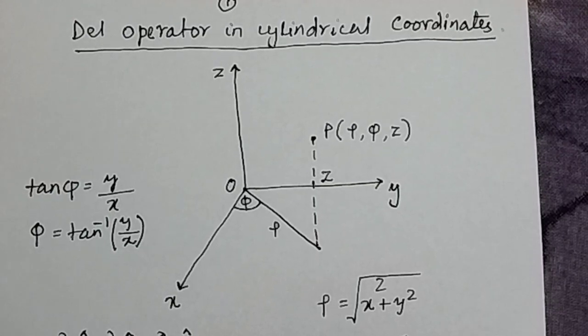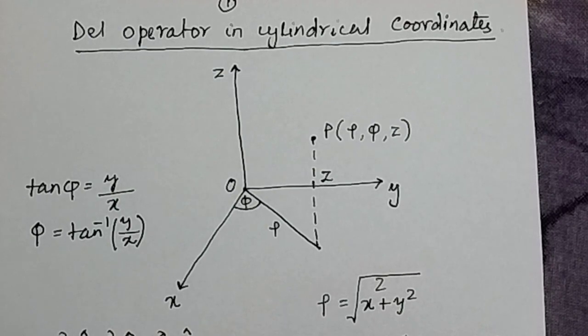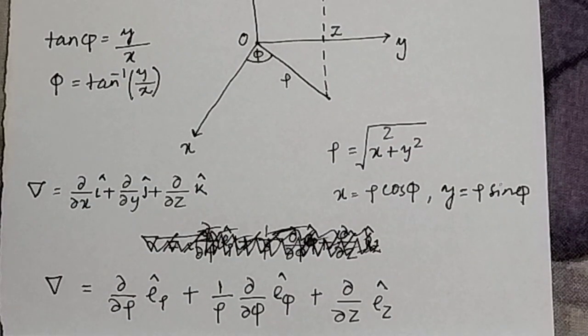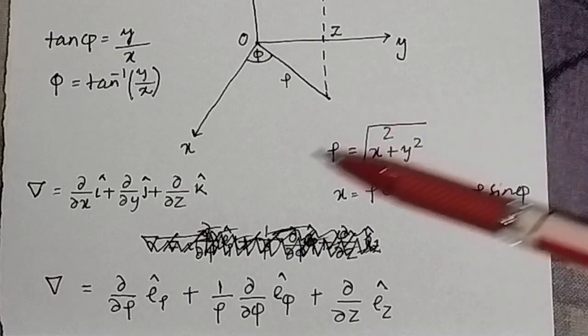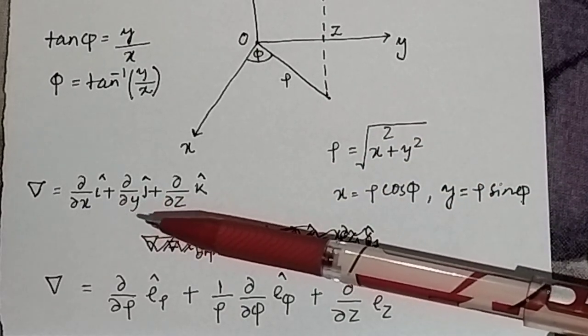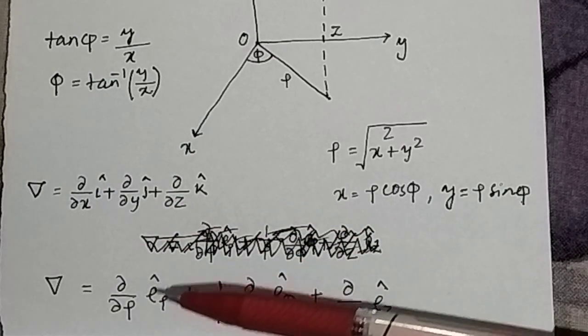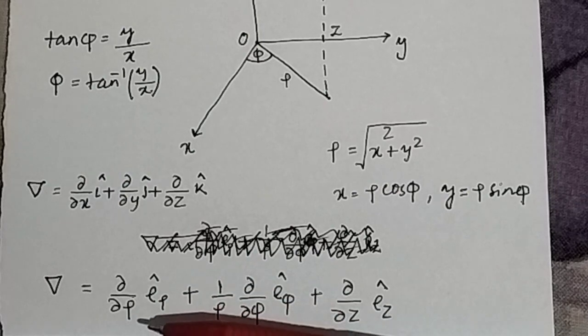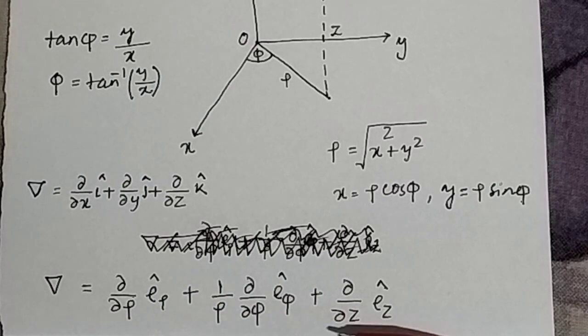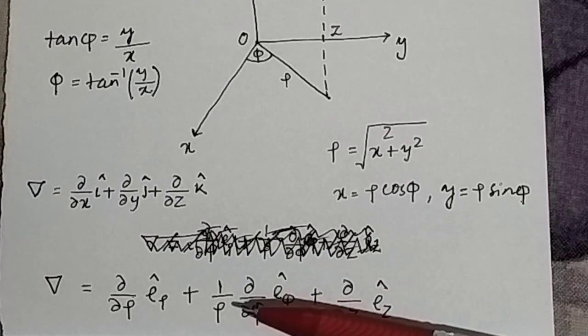In this video, we will discuss how we express the del operator in cylindrical coordinates. In the Cartesian coordinate system, we express the del operator like this: the partial derivative with respect to x, then y, then z. But in the cylindrical coordinate system, we express the del operator with the partial derivative with respect to rho, then with phi, then with z. But here we multiply a factor 1 by rho.